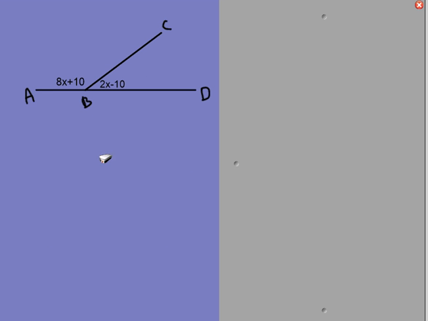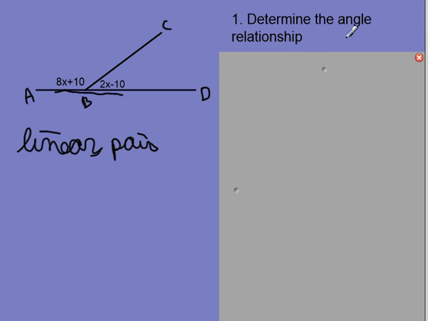Okay, so now how do we actually solve angle problems with algebra? What you see here is two angles right next to each other that are on a straight line. You may remember from our vocabulary today that these are called a linear pair, which is simply two adjacent angles that are also supplementary. Our first step is to determine the angle relationship, and we just talked about that. The angle relationship here is supplementary because the two angles are on a line, and together they equal 180 degrees.